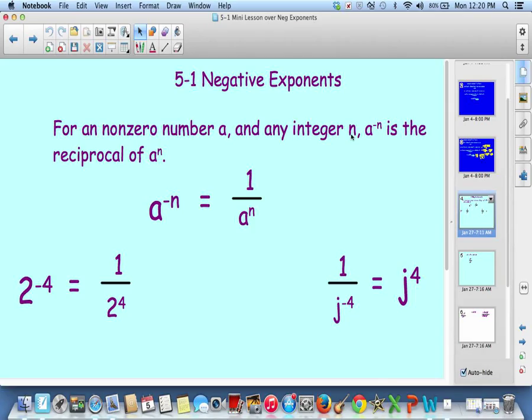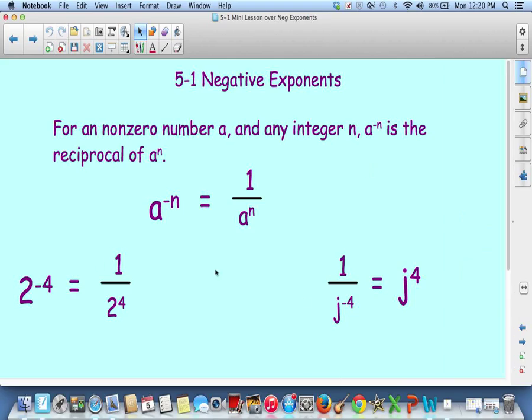In this video, we're going to talk about negative exponents. So I want you to go ahead and pause the video and write these notes down. Hopefully you recall that anytime you have a negative exponent, it gets moved to the denominator. Now, if you have a negative exponent in the denominator, it gets moved to the numerator, because this is technically over 1.